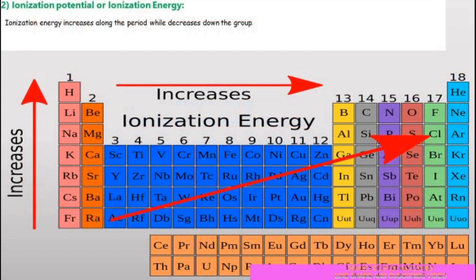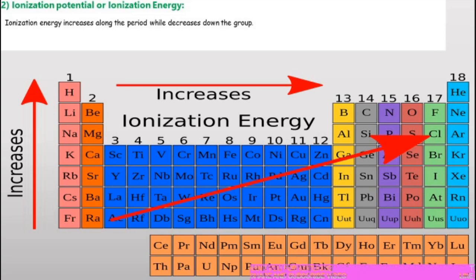Now here we can see the next point, ionization potential or ionization energy. Ionization energy is the energy required to remove the last valence electron. This energy is the ionization energy or ionization potential. Ionization energy increases along the period while it decreases down the group. You can see here in this image, from left to right ionization energy increases, and from bottom to top ionization energy also increases.